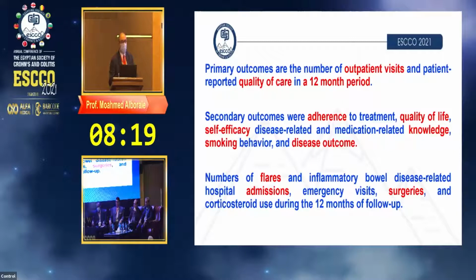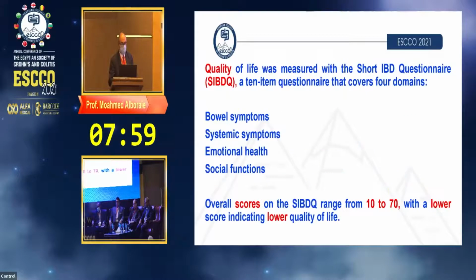So when they developed this application, they had a primary outcome to measure, which was the number of outpatient visits and the quality of care over a 12-month period. And they measured many secondary outcomes like adherence, quality of life, knowledge, the patient's self-efficacy, smoking, and disease outcomes, flares, etc. They used a quality of life questionnaire, the short IBD questionnaire, which measures bowel symptoms, systemic manifestations, emotional health and social function, and gives a score between 10 and 70. The lower the score, the lower the quality of life.